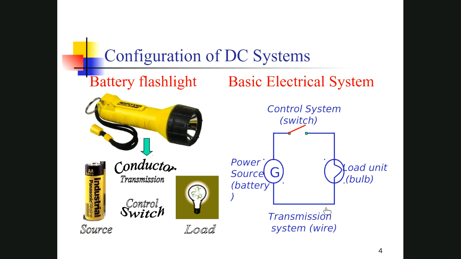You now noticed that the conductors connect the source to the bulb in a closed loop. So this is a healthy circuit. A healthy circuit should be a closed loop.